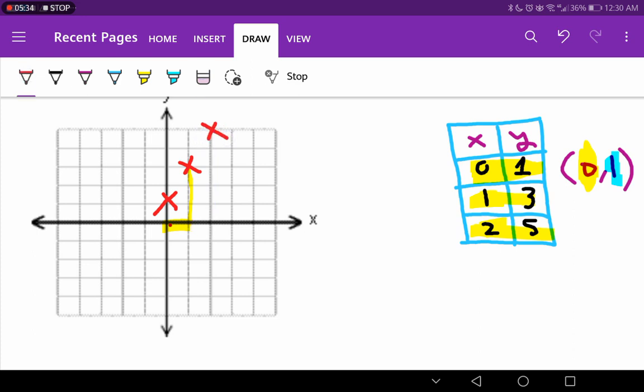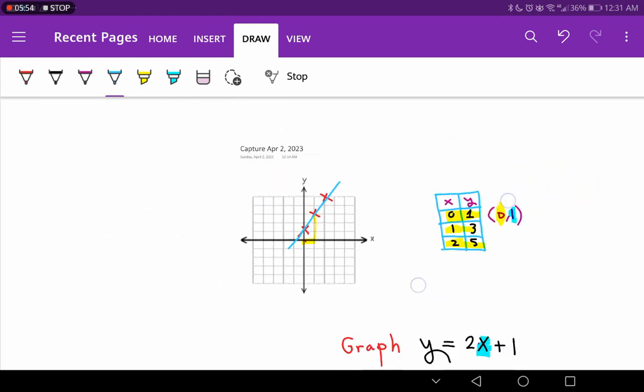After you finish, you have to connect between them. Actually, 2 points are enough to graph any linear equation. Are you happy with that? Me too. Let me change the color. I will use this color. Okay, and you have to use your ruler. I don't have a ruler here, but it is good. Are you happy with that?